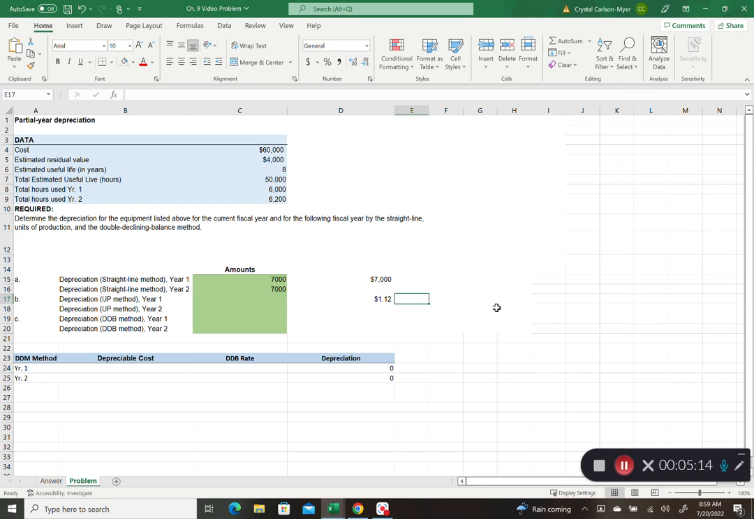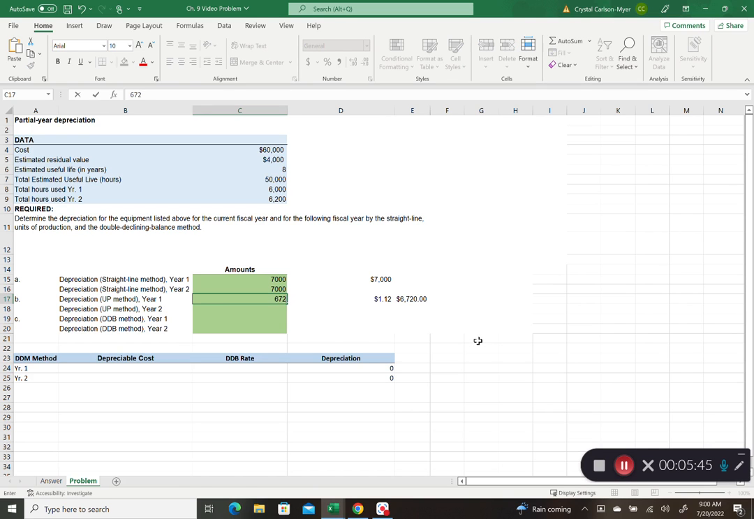So that's step one. Step two is to take your depreciation per hour and multiply it by the number of hours used for any particular year that you're looking to get your depreciation for. So in year one, we used it for 6,000 hours. You take the hours used per year, which is 6,000, multiply it by our depreciation per hour, and that gives you 6,720. That is the amount you're going to depreciate the asset according to the units of production method for year one. In year two, we're going to still use the same $1.12.